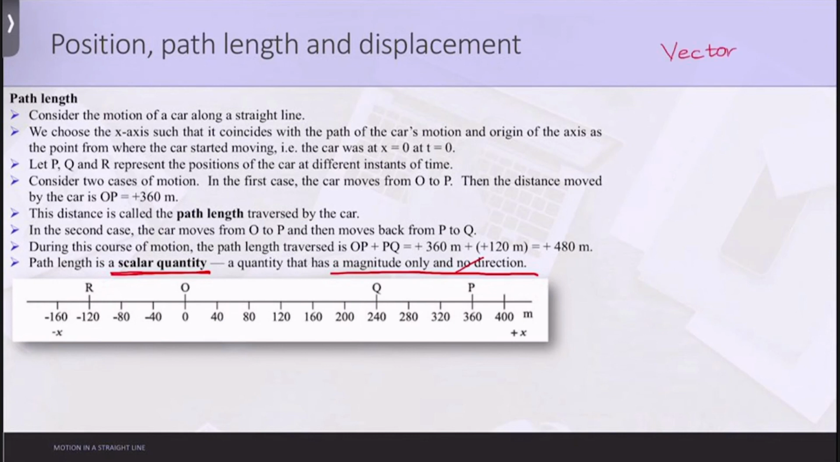Vectors will be dealt with in great detail in the next chapter, that is, motion in a plane. So don't be hesitant about this. We will understand each and every topic clearly. So path length is a scalar quantity. It is a way to measure different types of things. Some of the concepts or quantities which are available in physics are scalar quantities.